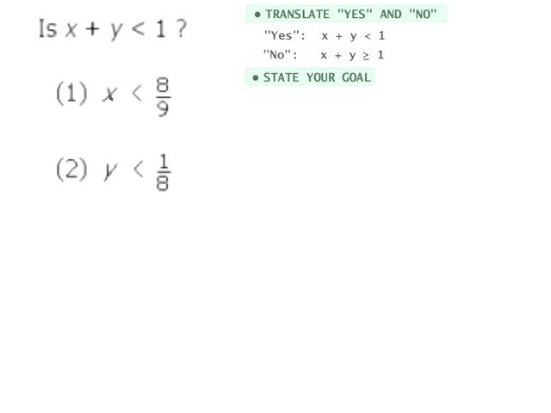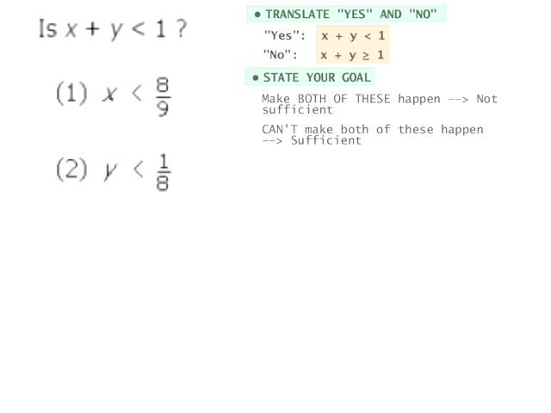And then your goal is to try to make, again, if you can make both of those happen, that's not sufficient. And if you cannot make both of these happen, if you try to make both of these happen and you fail, then that's sufficient. So again, the not sufficient is always the goal here. You want to try to get both. X plus y is greater than 1, and x plus y is not greater than 1.